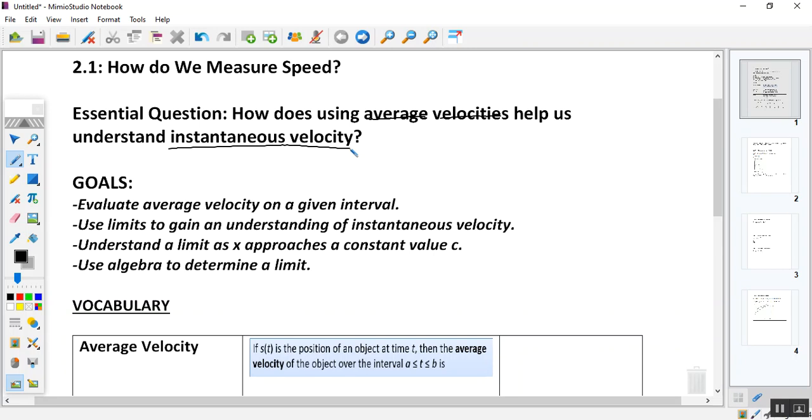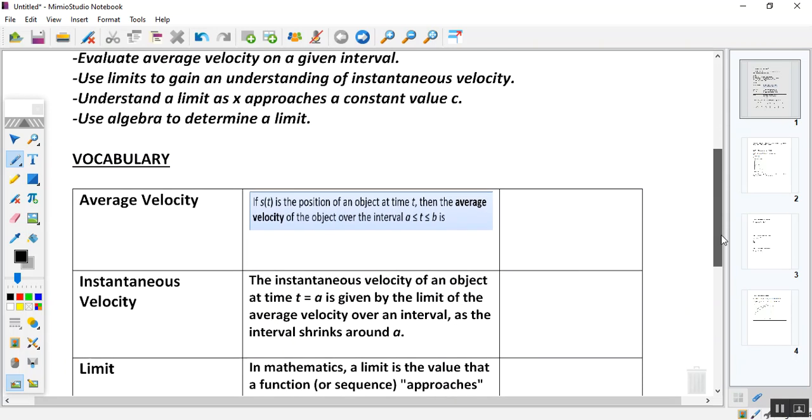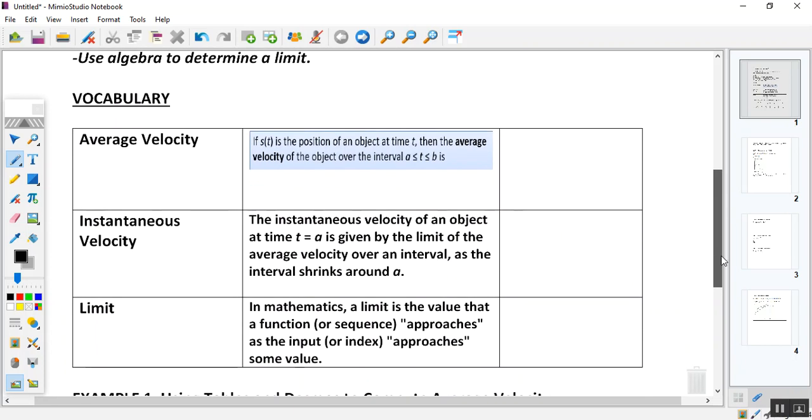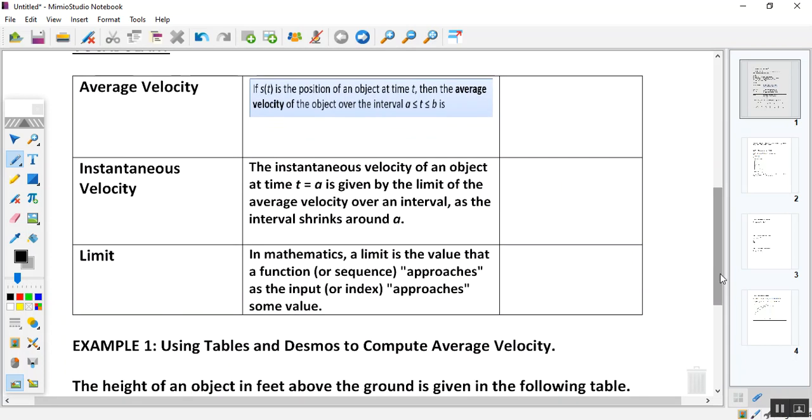Think so? Okay. We're going to understand a limit as x approaches a constant value of c. I'll show you what this means. And then we're going to use some algebra to determine some limits today. So I kind of tell you what this is all about here, all right? I want to go back to that graph here in a little bit, but first things first, let's get some formulas written down here, okay?